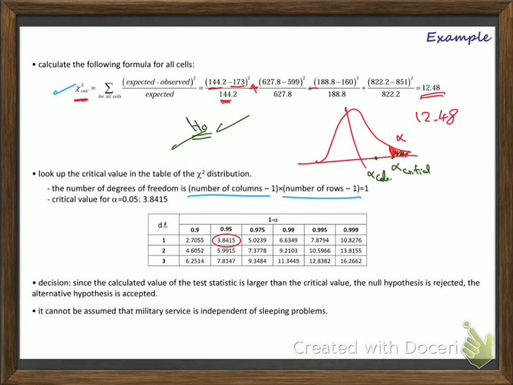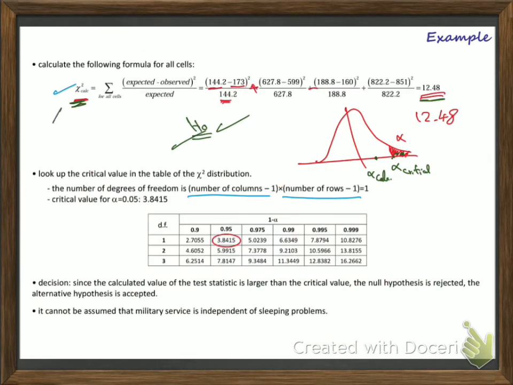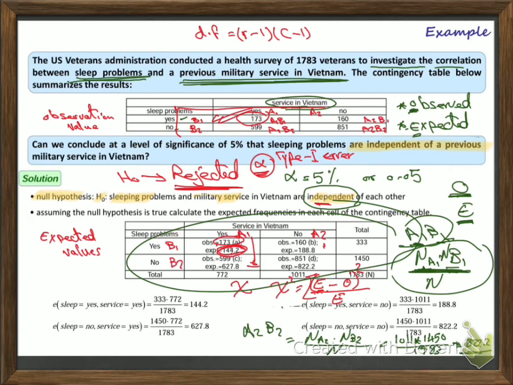So here we have chi square, and we have a table from where we can get the critical chi square. This one, based on my calculation, is called chi square calculated. Now, the degree of freedom equals the number of rows minus 1, times the number of columns minus 1. So this is a 2 by 2 table.